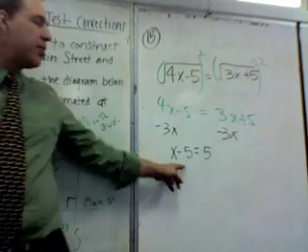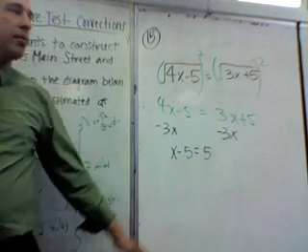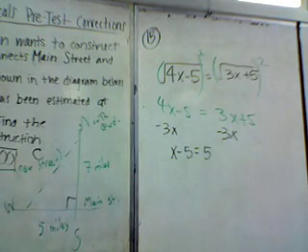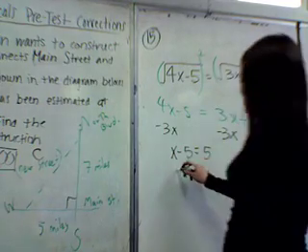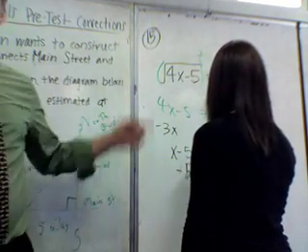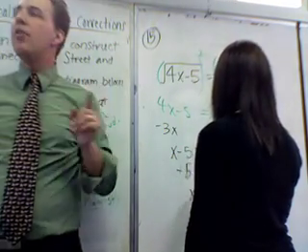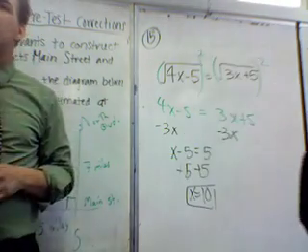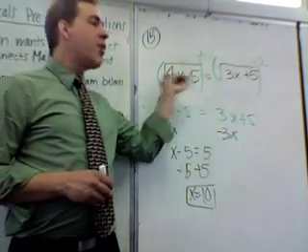To finish this off, what do we have to do? Add 5. There you go. And x equals 10. We're done. So the only real trick to this question was recognizing that the square root of a number times itself is equal to just that number. You're able to eliminate the square root signs by squaring it.